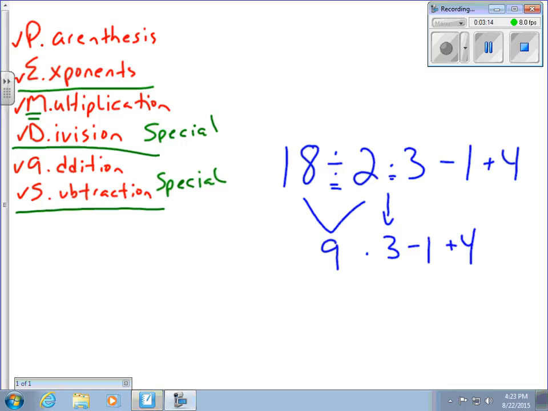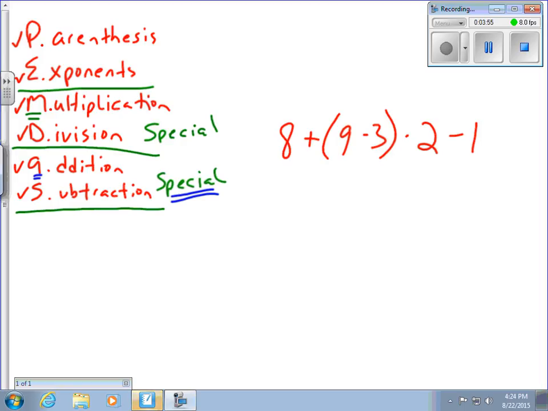Next, I do the multiplication because, once again, all the multiplication and division get done before the addition and subtraction. 9 times 3 is 27 minus 1 plus 4. Next, I do addition and subtraction. Now, even though addition comes first when we say PEMDAS, that's the special rule. It's whatever comes first in the problem from left to right. And in this case, subtraction comes first in the problem from left to right. So 27 minus 1 is 26 plus 4 equals 30. So the answer to this problem using PEMDAS is 30.